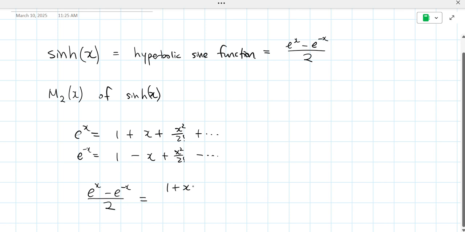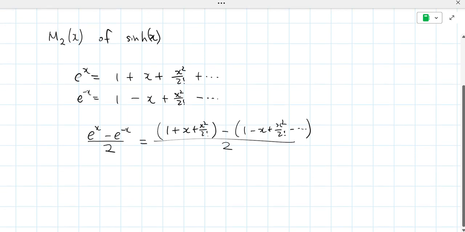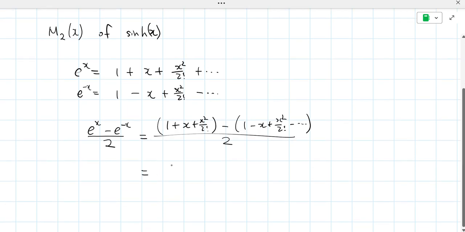It'll be 1 plus x plus x squared over 2 factorial minus 1 minus x plus x squared over 2 factorial, divided by 2. So that things cancel out quite easily. If they do get cancelled easily. Should you just do one more term, just for fun? We didn't write it here.